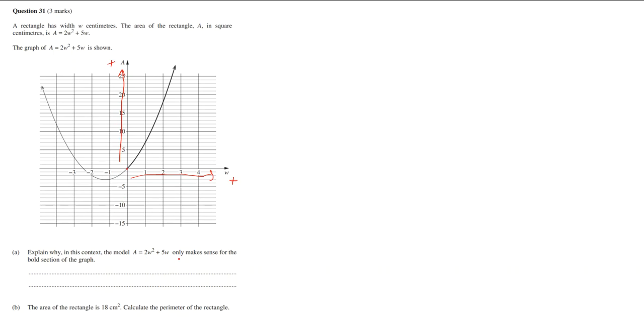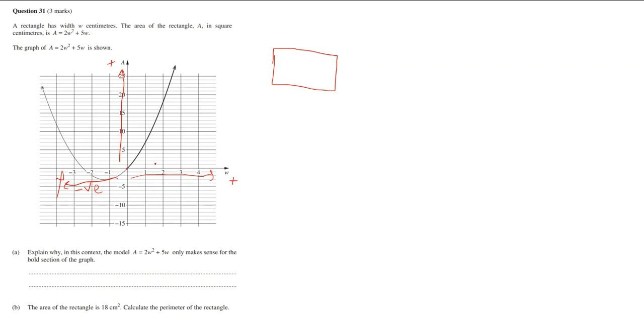It makes sense because a rectangle can only have a positive value. Rectangle you can think of as an area of a park or anything that is something that you can quantify, and you can't have something negative and have a negative rectangle. So because of that, only this area makes sense, because in this section of the graph, you would have negative values. So this doesn't make sense. So that would be an answer for part A.